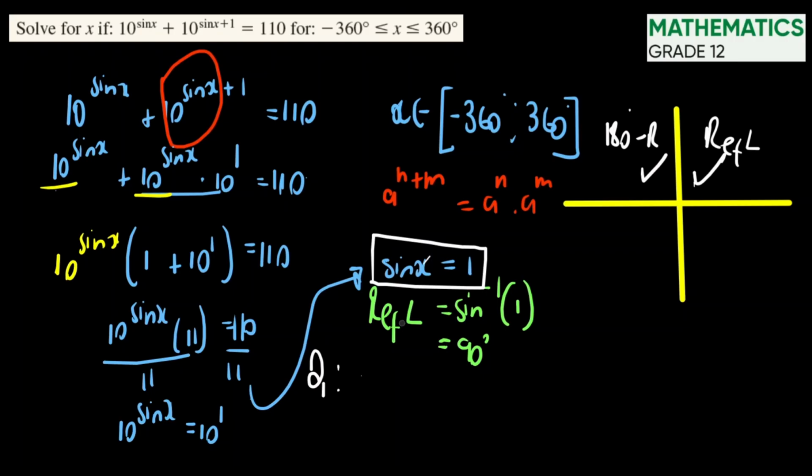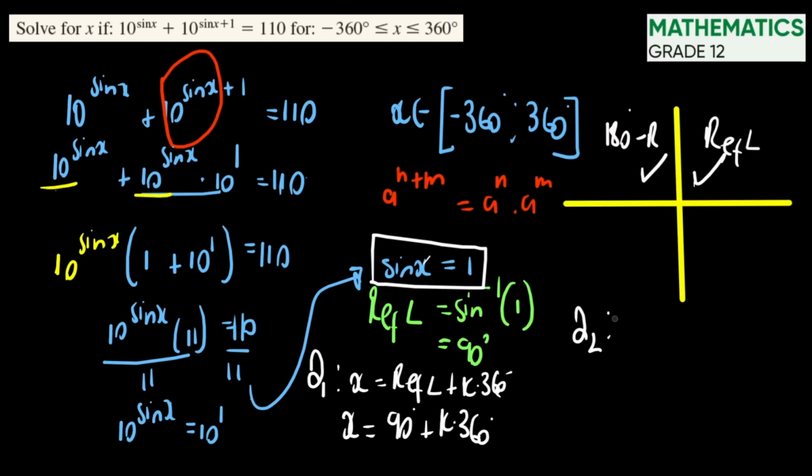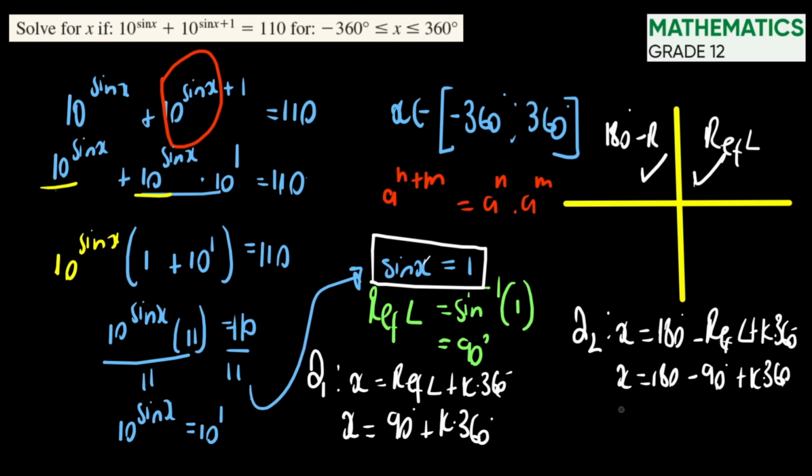So we'll be dealing with quadrant 1. In quadrant 1, x is equal to our reference angle plus k times 360. Therefore, the first solution will be 90 plus k times 360. And we move on to quadrant 2. In quadrant 2, x will be equal to 180 minus the reference angle plus k times 360, which will be 180 minus 90 degrees plus k times 360, so x is equal to 90 plus k times 360. We know that k is an element of the integers, and if you notice, the solutions are the same, right?